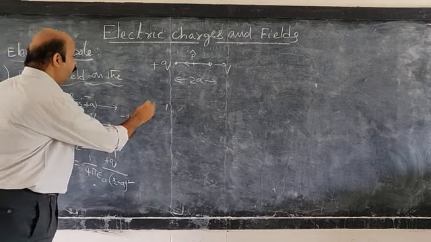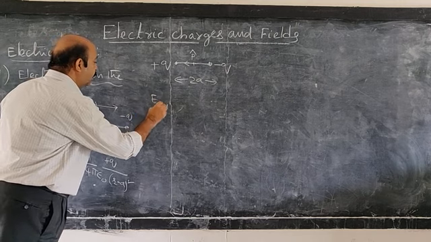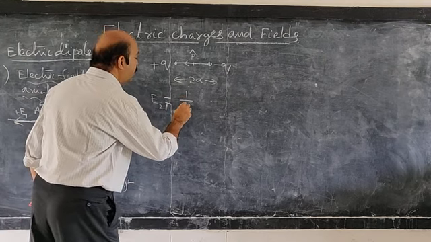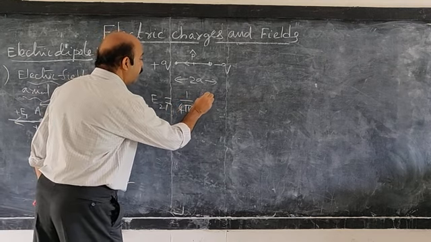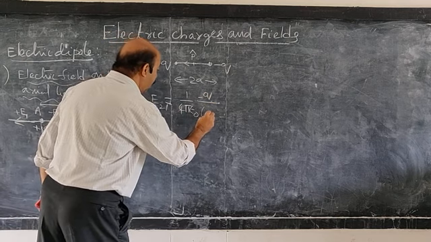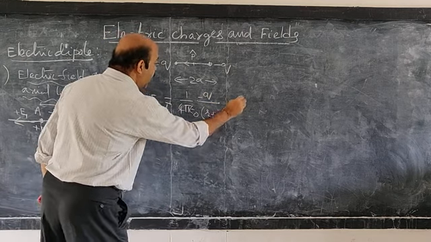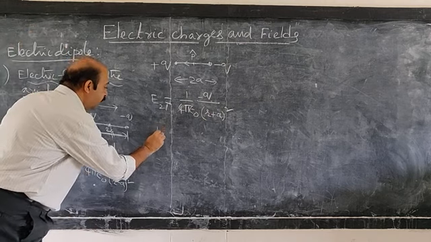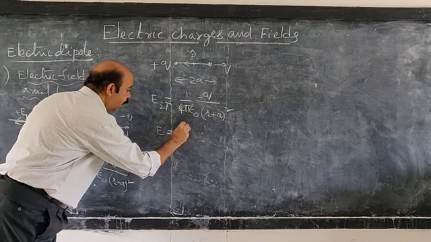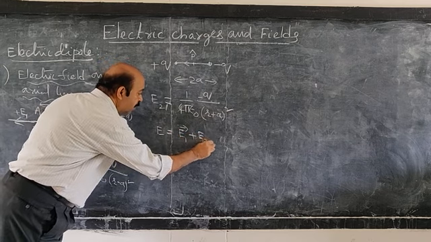Hence, the electric field E2 due to this negative charge is written as 1 by 4 pi epsilon naught, this minus q by (r plus a) whole square. Therefore, the resultant electric field is E1 bar plus E2 bar.